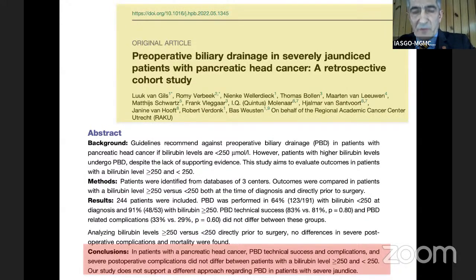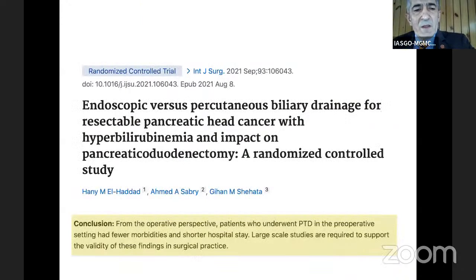This is another paper comparing endoscopic and percutaneous biliary drainage for resectable pancreatic head cancer, and they conclude that from the operative perspective, patients who underwent percutaneous transhepatic biliary drainage in the perioperative setting had fewer morbidities and shorter hospital stay.